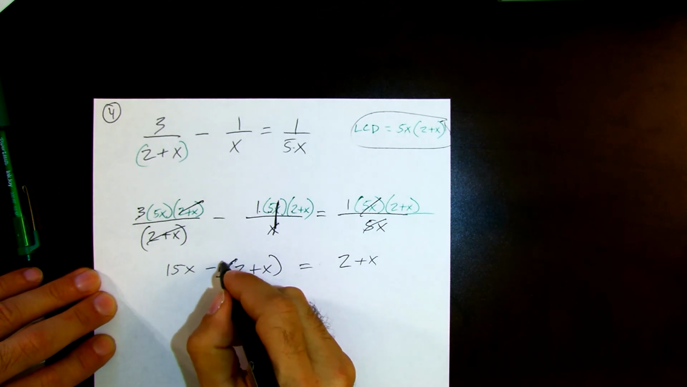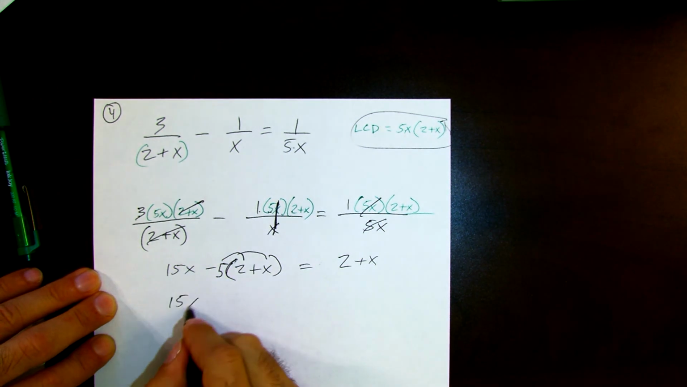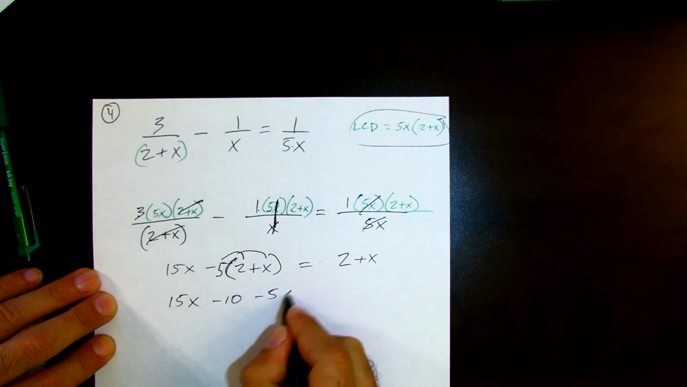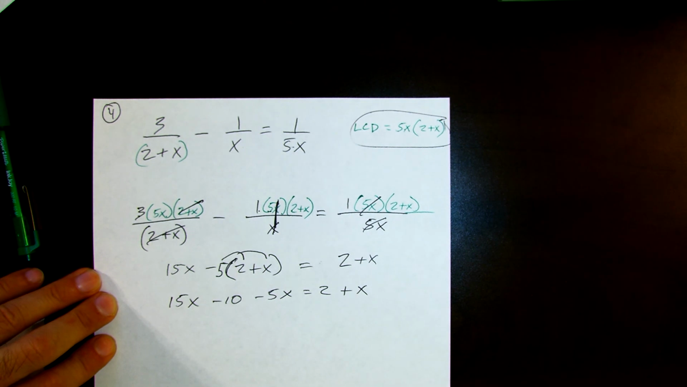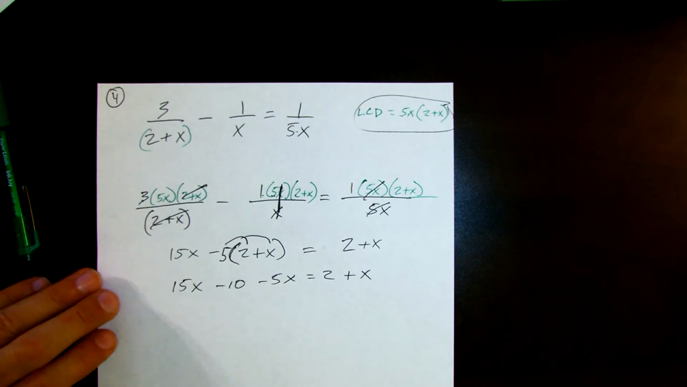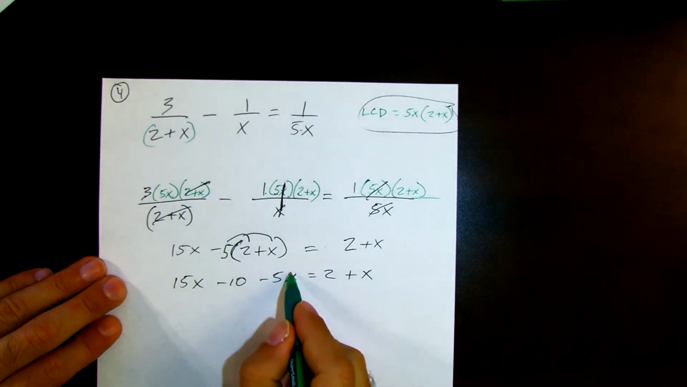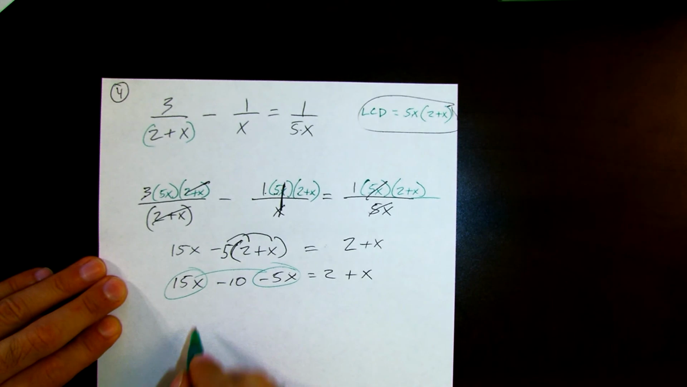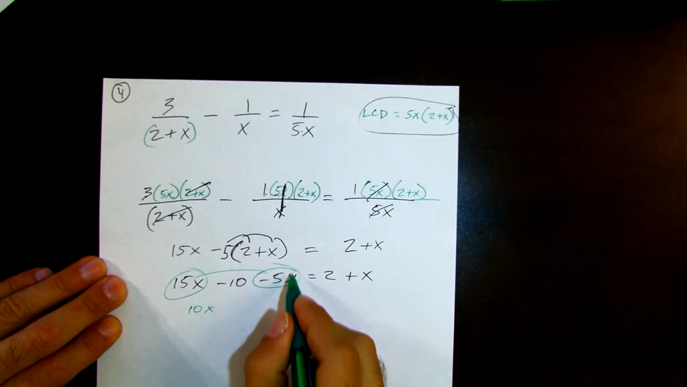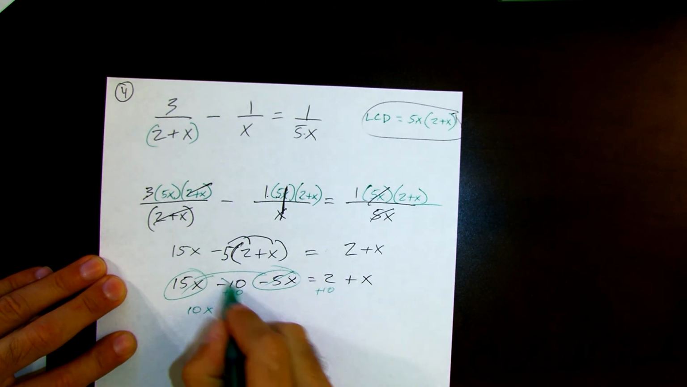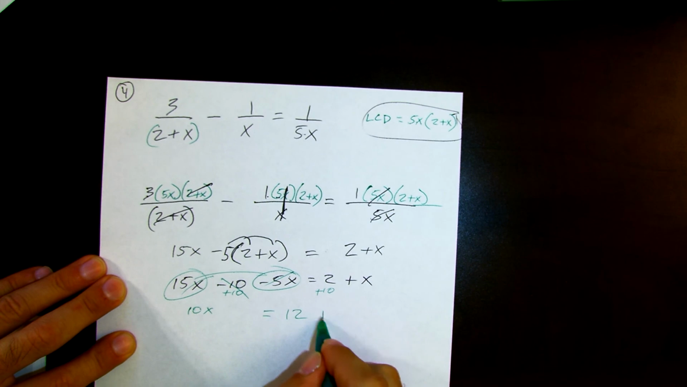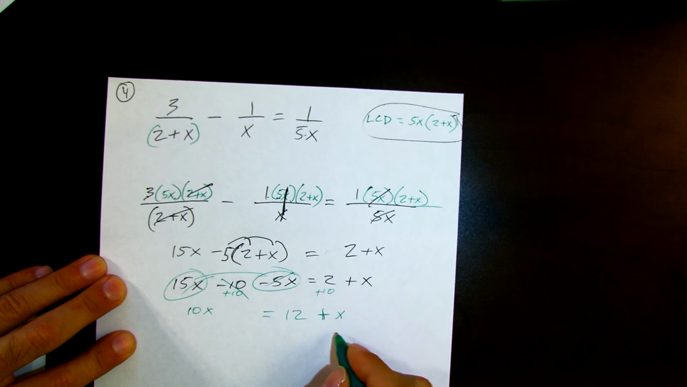All right, let's go ahead and distribute. We get 15x minus 10 minus 5x is equal to 2 plus x. I'll just combine a couple things at once here. I'm going to make this 10x. I'm going to add 10. So we get 10x is equal to 12 plus x. And now I'm going to subtract x over here.